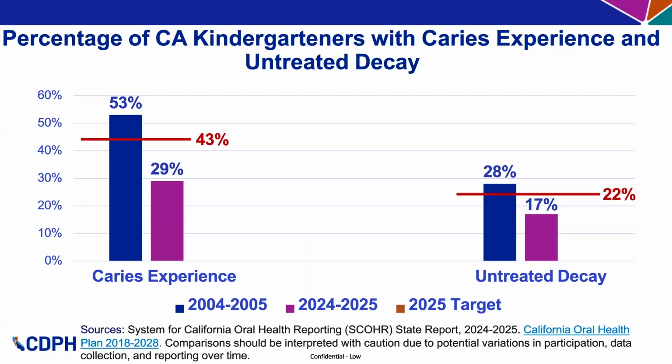In the state of California, we have seen a substantial improvement in the oral health of kindergartners over the past 2 decades. As we see here, the current estimates are already better than the targets established in the California Oral Health Plan. We really hope to continue to see the progress. It reflects the ongoing prevention efforts, our ongoing efforts to expand access to care as well as early intervention, both at the state and local level.